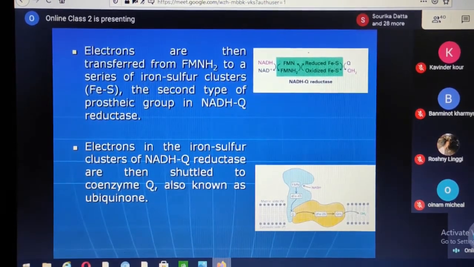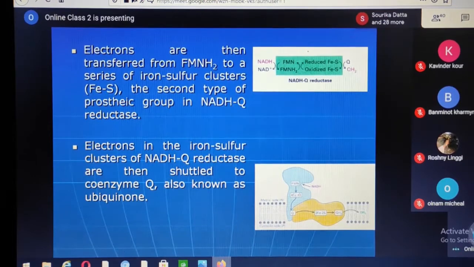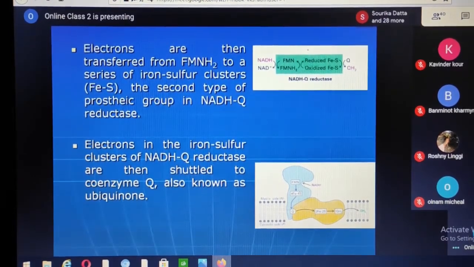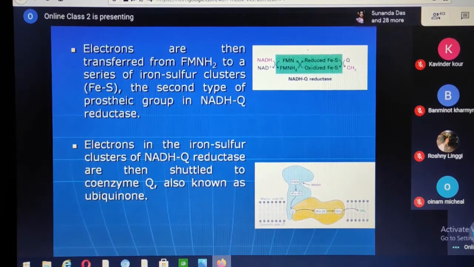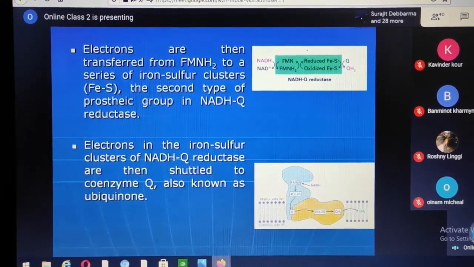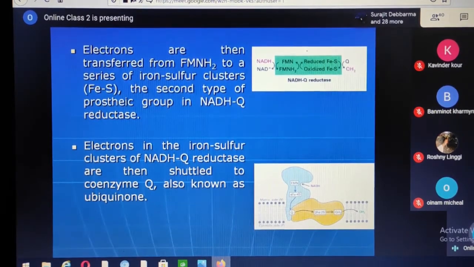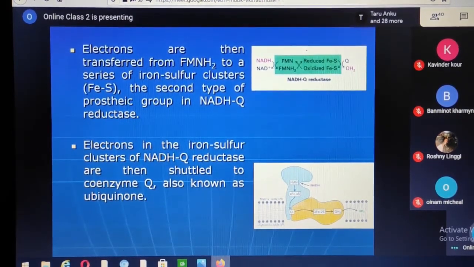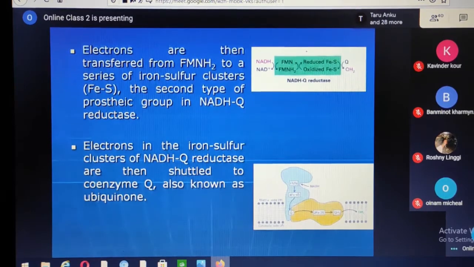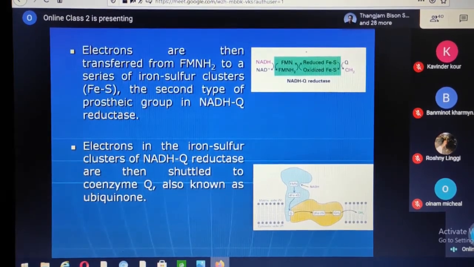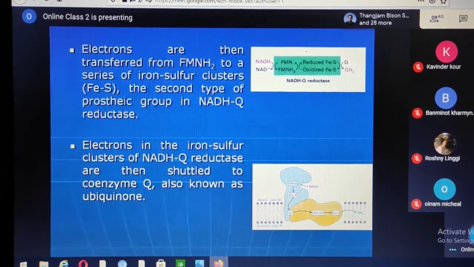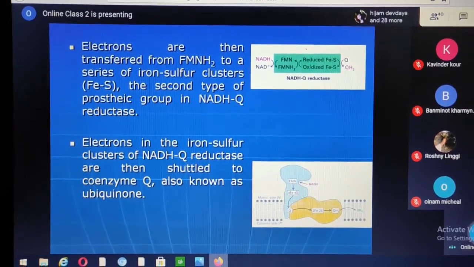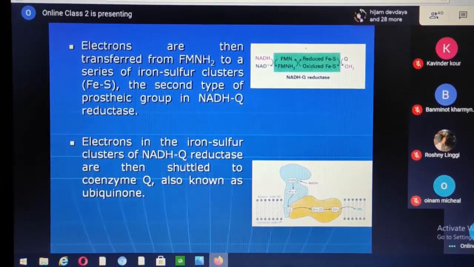In the second step, the electrons are transferred from FMNH2. This FMNH2 contains a pair of electrons. Now this is transferred to the oxidized iron sulfur complex, which is the second prosthetic group of NADH2 reductase. So this is accepted by the second prosthetic group, the iron sulfur complex. When it accepts a pair of electrons, it is reduced.